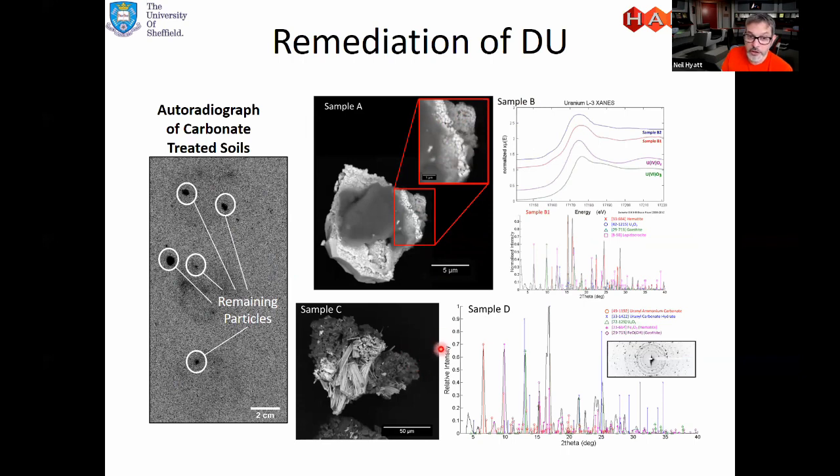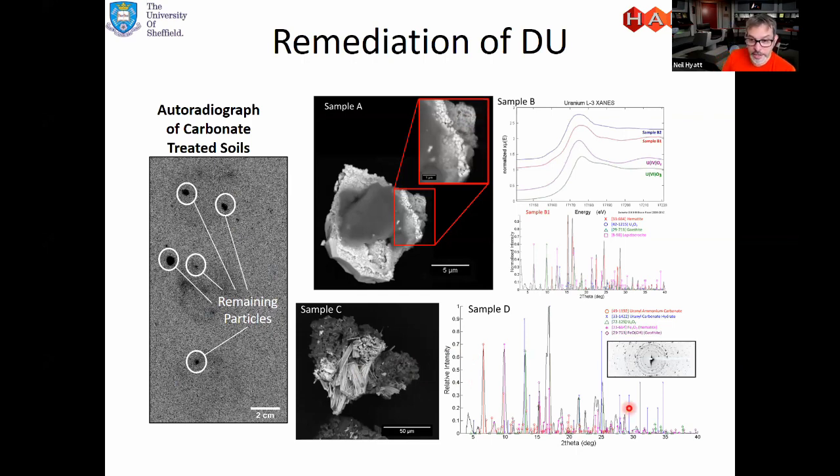This was confirmed by micro X-ray diffraction and micro XANES as the formation of, in this case, ammonium uranyl carbonate and uranyl carbonate hydrate species. So this precipitation of secondary phases reduces the extraction efficiency, and that may be more important for highly contaminated soils.